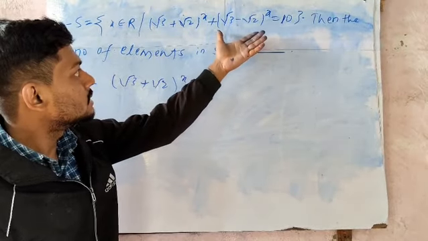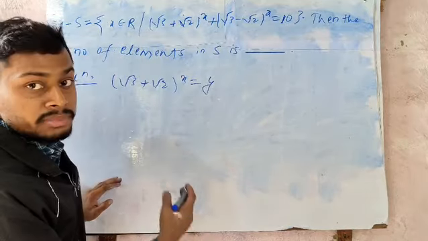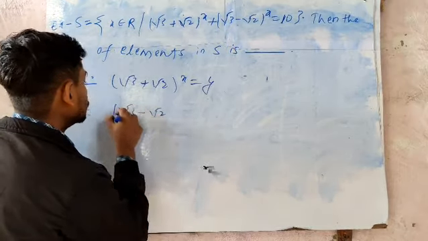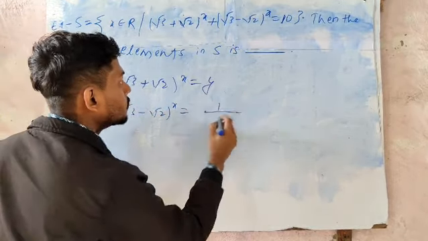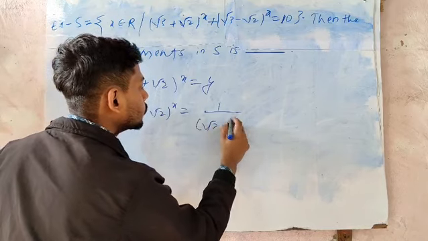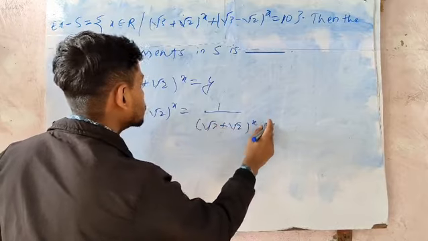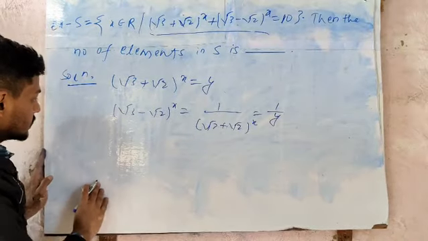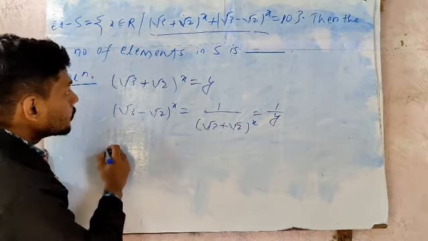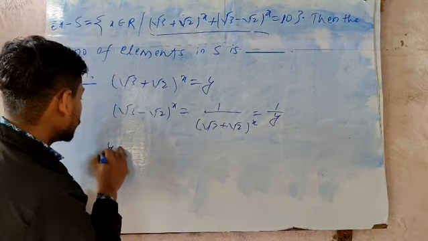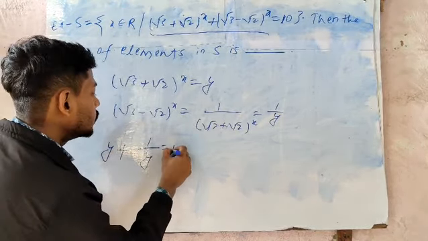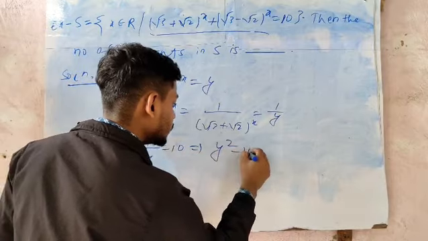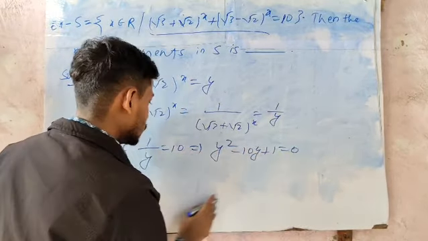We can see that here root 3 minus root 2 is the multiplicative inverse of this. We can write root 3 minus root 2 to the power x equal to 1 by root 3 plus root 2 to the power x, which is 1 by y. Now this equation will simplify as y plus 1 by y equal to 10. Now we will solve this equation. This equation becomes y square minus 10y plus 1 equal to 0.